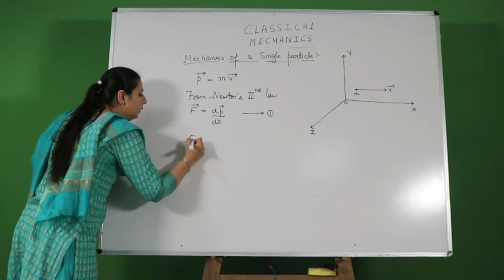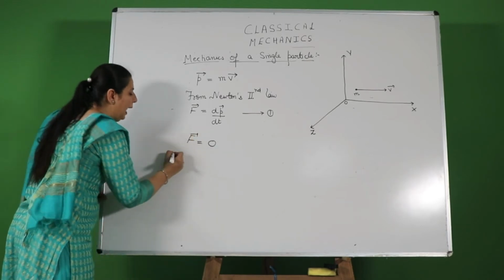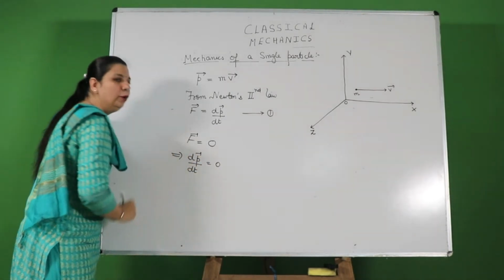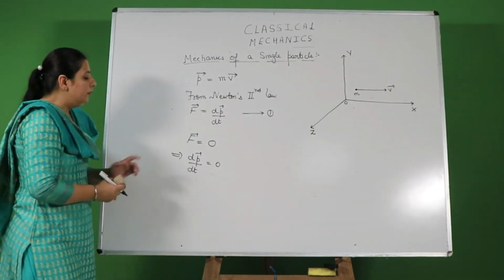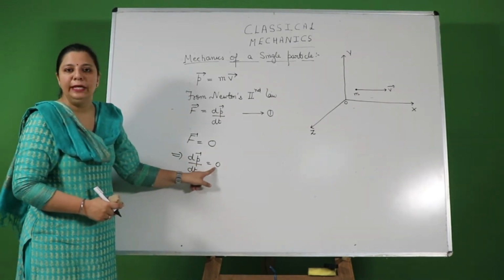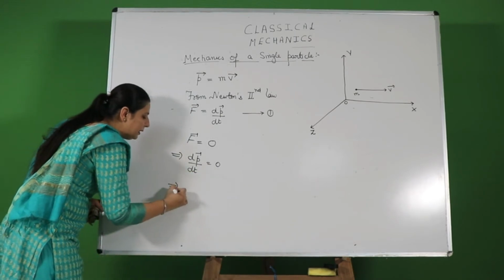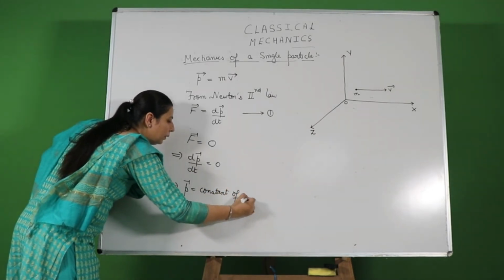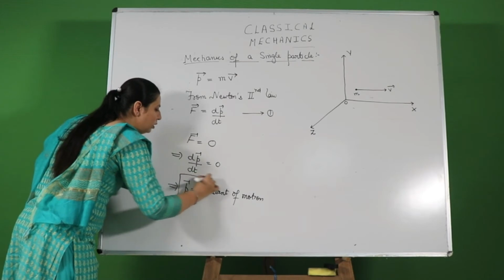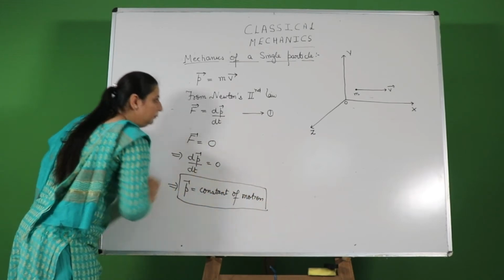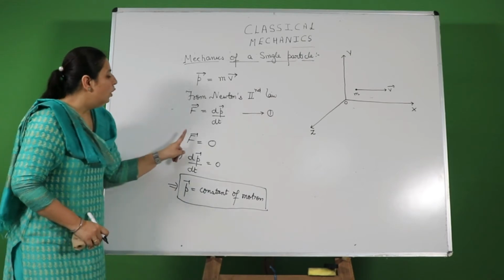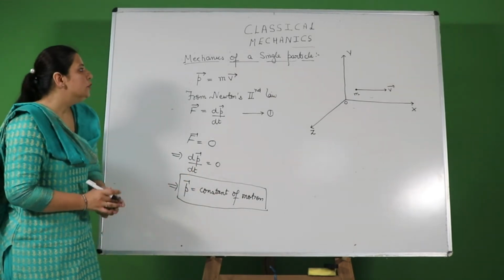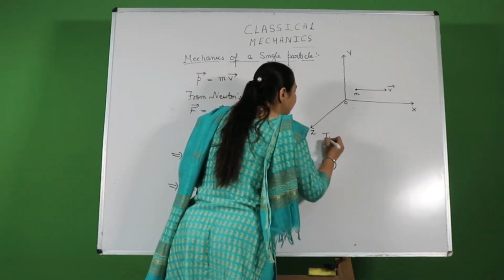At F equals 0, I will have dP by dt equals 0. Now we all know that if the time derivative of a quantity is 0, that means that quantity is a constant of motion. Very good. So P will be a constant of motion. Or in other words, I can say when force vanishes, then linear momentum is conserved. So first is the conservation of linear momentum.